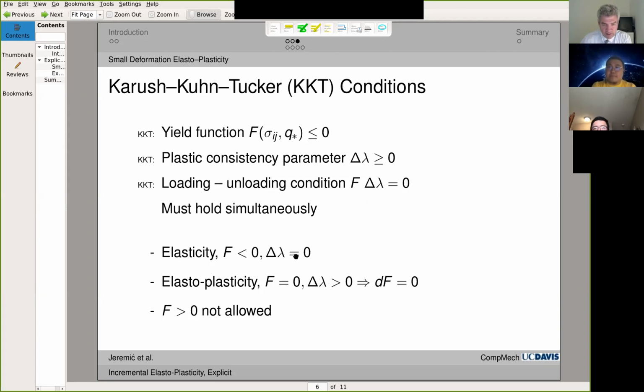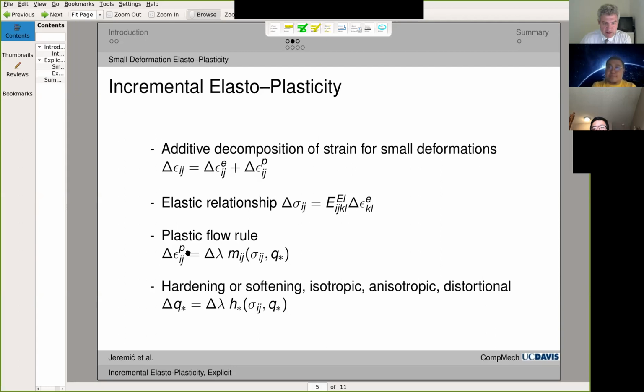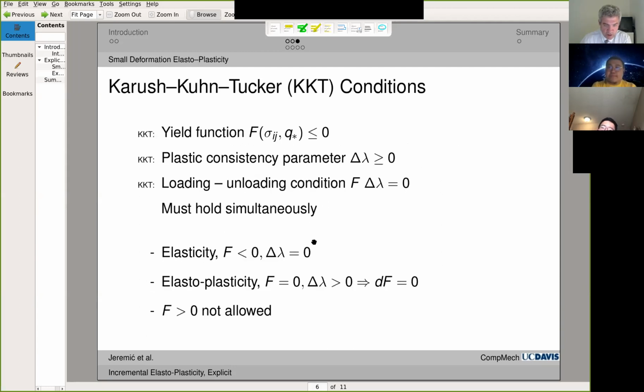Therefore, your delta lambda has to be equal to 0. If delta lambda is equal to 0, going one slide back, that means that there's no plastic strain and there's no hardening or softening. Going forward, on the other hand, when material is elastic plastic, yield function is equal to 0. Therefore, delta lambda has to be greater than 0. And let's just stop at these two conditions.